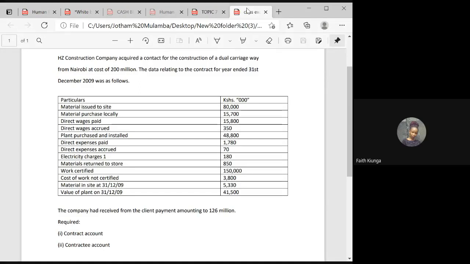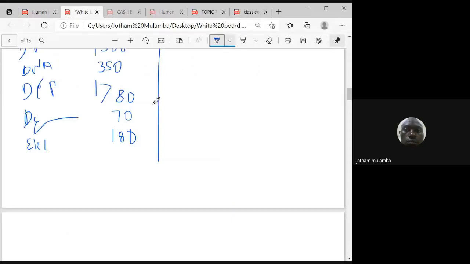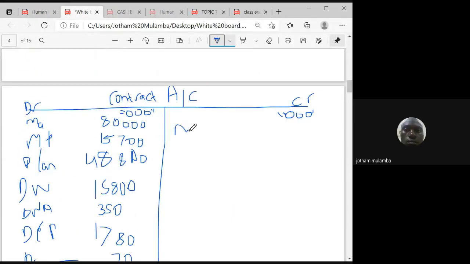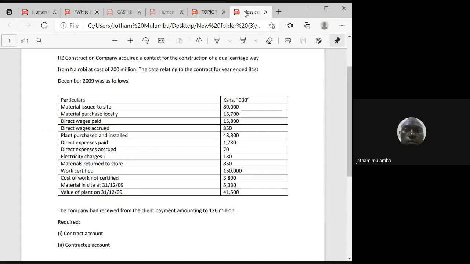Materials returned to store. How much? 850. You said 350. 850. Another transaction?